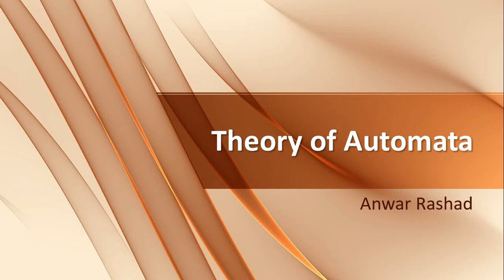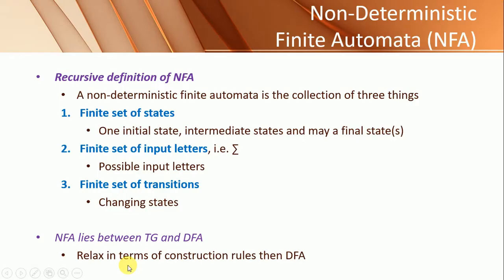Bismillahirrahmanirrahim. In this lecture we are going to discuss NFA, which is non-deterministic finite automata. A definition of NFA: non-deterministic finite automata is a collection of three things. The first is the finite set of states. It can have one initial state, intermediate states, and maybe a final state. Maybe a final state means that it can have one final state, it can have many final states, it can have no final state. So this definition of the finite set of states is the same in deterministic finite automata, transition graph, generalized transition graph, and non-deterministic finite automata.